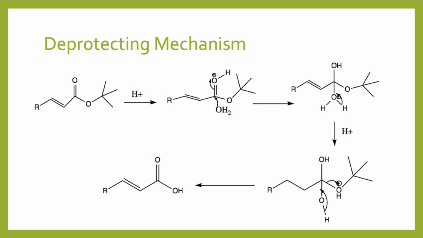A water molecule then attacks the carbonyl carbon. A proton transfer then takes place from the water molecule to the oxygen of the OR group. Deprotonation occurs along with the loss of the ROH group. And lastly, dehydration of the alcohol produces the alkene.